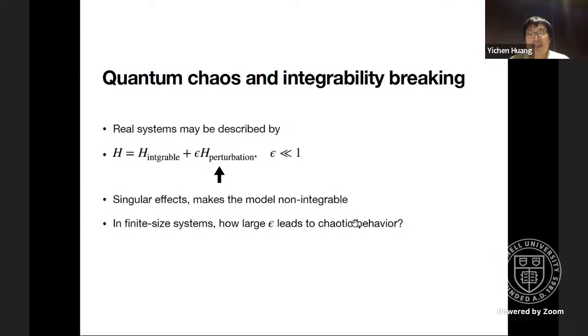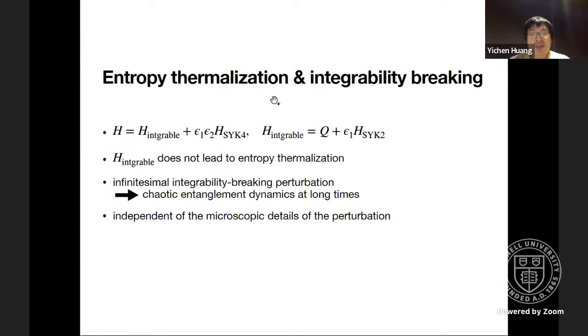The answer to this question might depend on the property you consider. It could be that some properties require larger epsilon in order to observe the chaotic behavior, but for some other properties, epsilon doesn't have to be that large. And in this talk, we are interested in entropy thermalization, and we have an answer to that question.